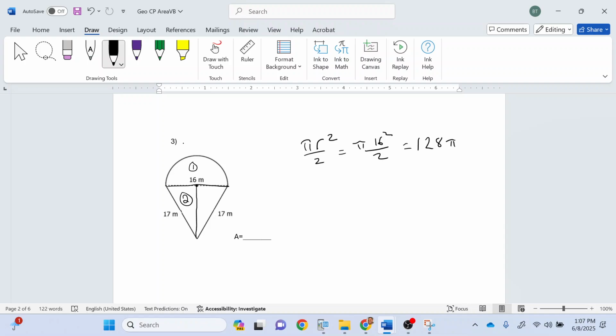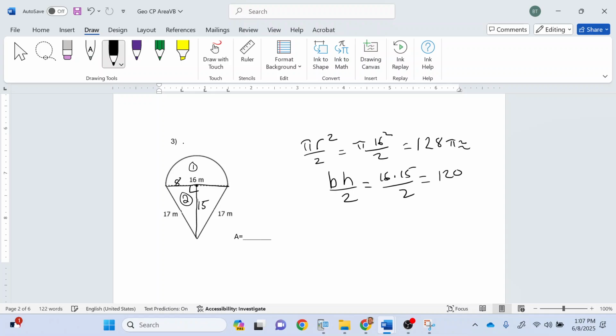Over here, I need the triangle. So if this is 8, this is 17, I need to figure out the height of this side to get the height of my triangle. I do the Pythagorean theorem, and I'll end up getting 15. This is a Pythagorean triple, 8, 15, 17. For a triangle, it's base times height divided by 2. So it's 16 times 15 divided by 2. It's 8 times 15, which is 30 times 4, which is 120.